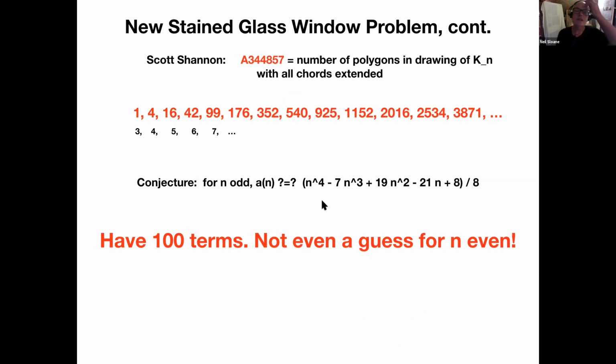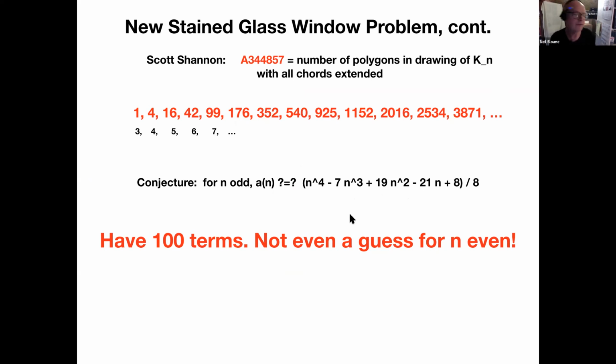Okay, so here's the sequence. It's the number of polygons in a drawing of the complete graph on n nodes with all the chords extended to infinity. And I showed you this, the term for n equals 6 is 42, for 7 it's 99. Scott worked out 100 terms, and he guessed a formula if n is odd, which is a 4th degree polynomial, and so far we don't have a proof, but I suspect proving this won't be too difficult using the methods of Poonen and Rubinstein. But for n even, we don't have a guess, and that may be a bit more complicated.